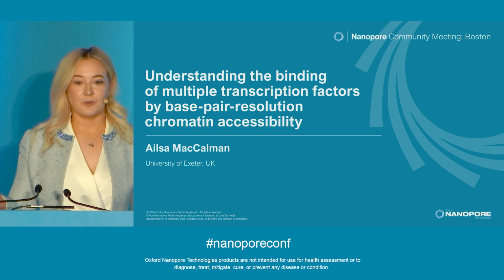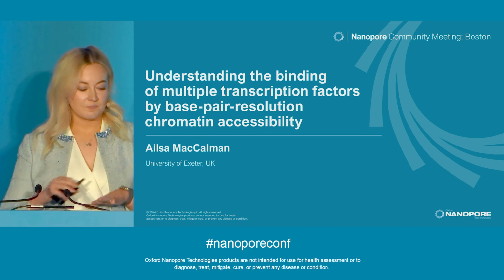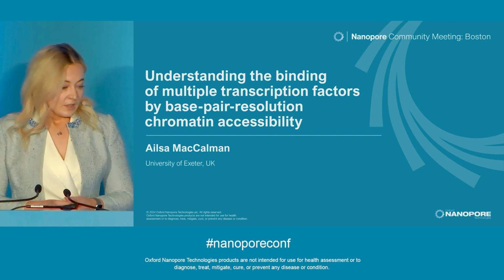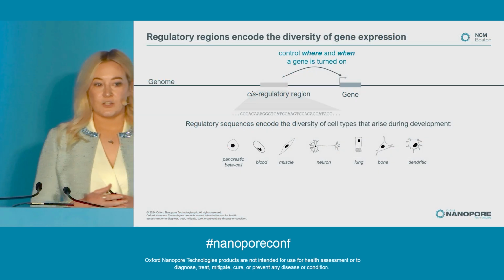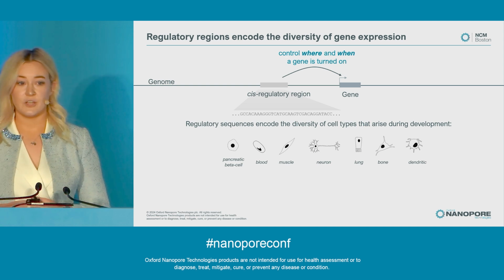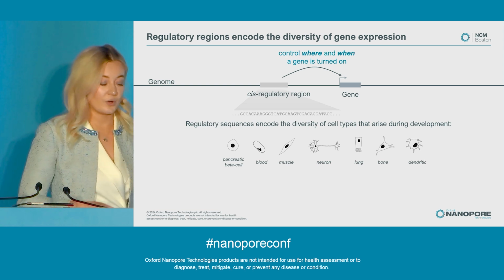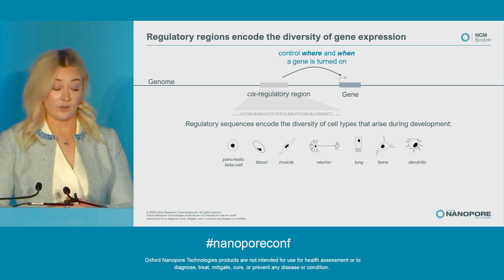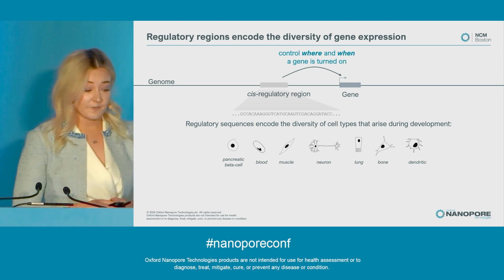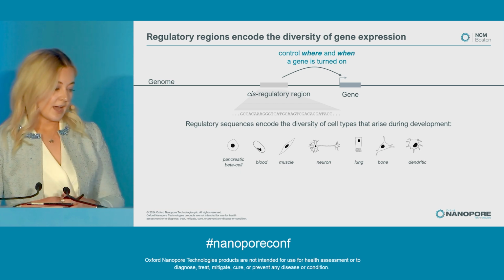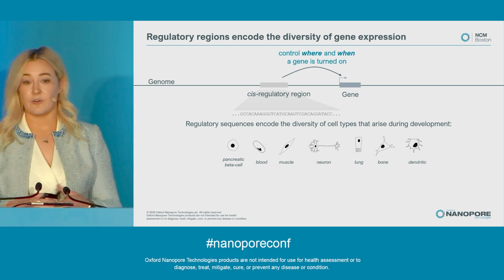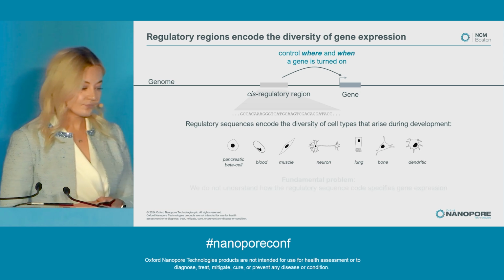I want to just give you an overview of what we're doing in our lab and how we're applying and using Oxford Nanopore technologies. Our lab is particularly interested in looking at the regulatory regions in the genome and how these regulatory regions are controlling gene expression, controlling when and where genes are being turned on and off. These regulatory regions are really essential to creating cellular diversity, particularly during development, for creating brain cells, bone cells, but we have a particular interest in the pancreatic beta cell.